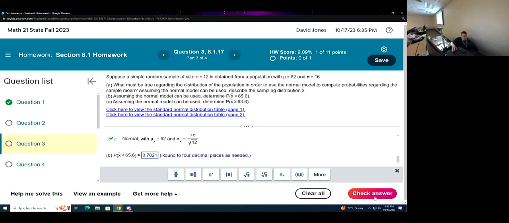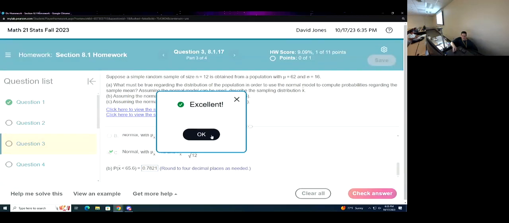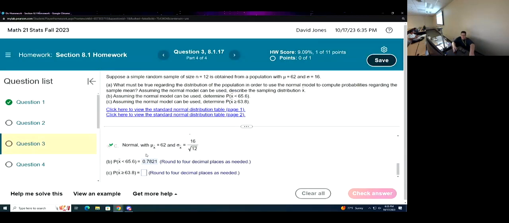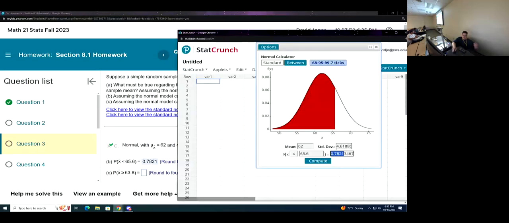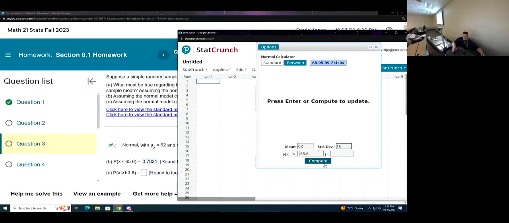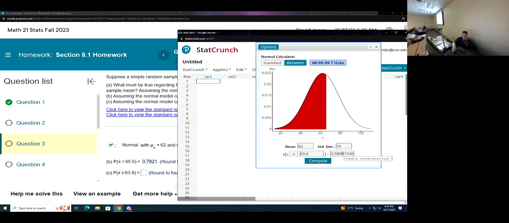All right, we're gonna check that answer. Excellent. Notice this was the 0.7821. If I used 16 here, which was the original standard deviation, I get 0.5890, which is not 0.7821. You would get it wrong and you're gonna be like, I don't understand. I put it in like you said. You have to divide by the square root of n first. Okay?